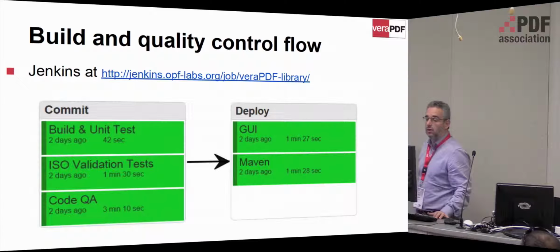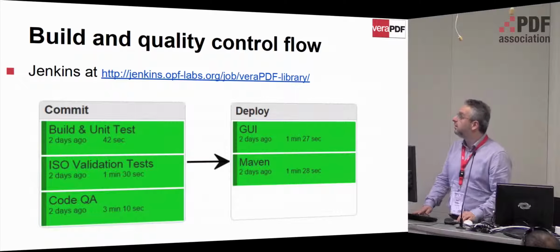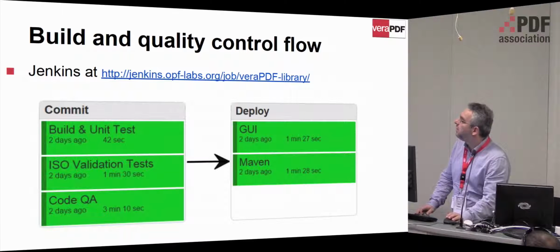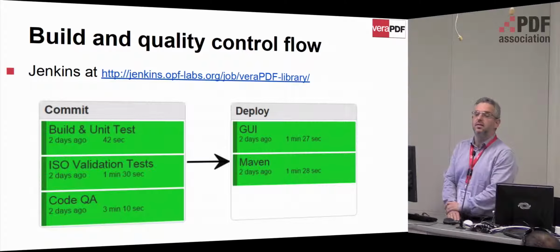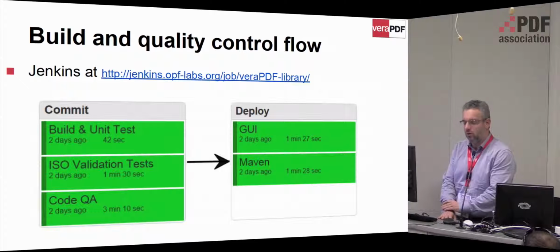So this is how we control, this is our typical build flow. It has three important steps at each commit. This is builds and unit tests. Second goes ISO validation tests. This is where we run validation tests against all existing corpora, and at the moment there are over 300 of these validation tests running with each commit, and these numbers are growing, so we'll probably be soon close to 1,000 tests against the proven corpora.